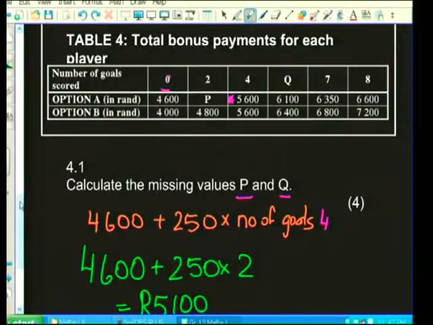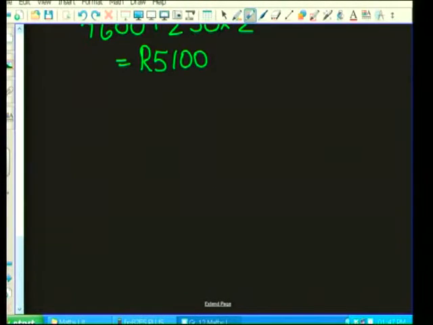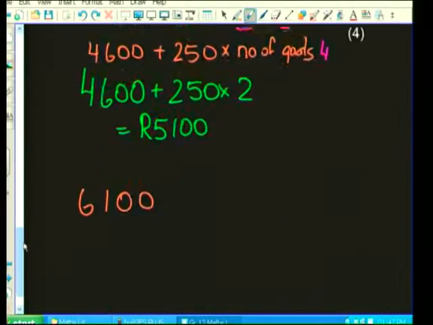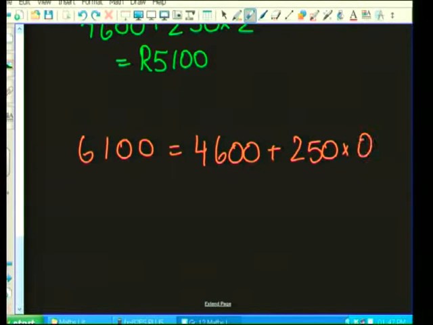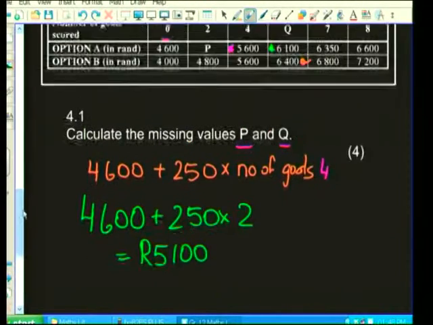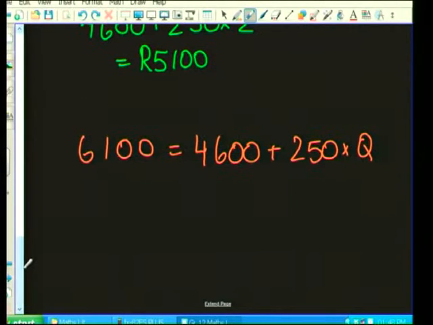Now I need to work out Q. So Q we can work out in two ways. We can either take that or that. I don't think we need to do both, but maybe we will, just to double check. So what do we know? For option A, we know that 6,100 is what our total is. We are looking for 4,600 plus 250 times Q. That's what we are looking for. We are looking for Q. How many goals is that?